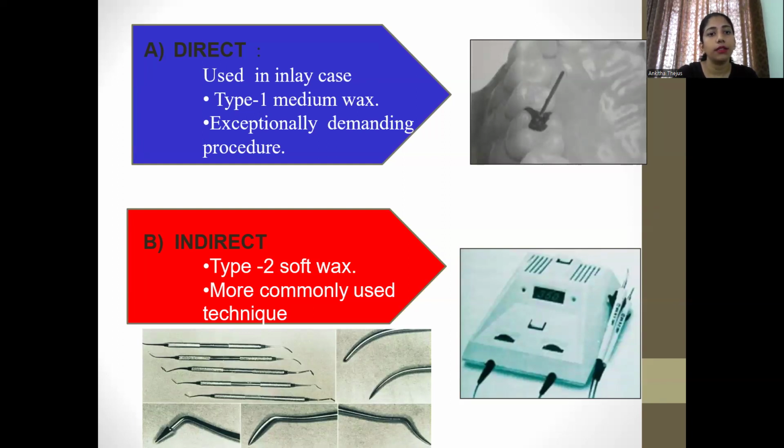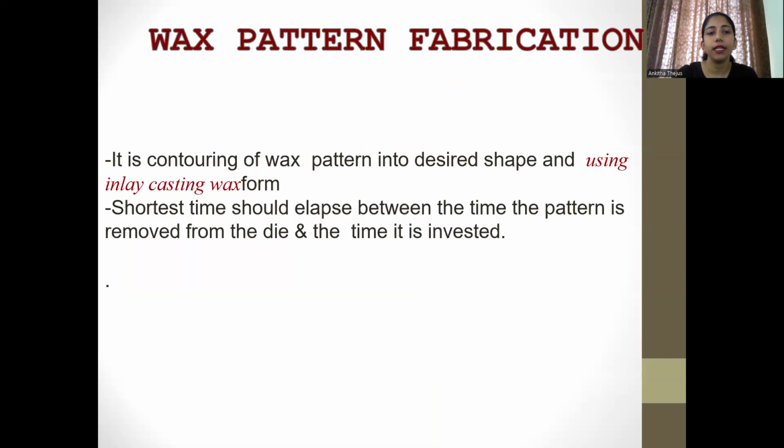The second method is fabrication of the wax pattern in the laboratory. We call it the indirect method of wax pattern fabrication. The wax which we use here is type 2 soft wax. It is the most commonly used technique. It is done outside, not in the patient's mouth, usually in the laboratory. After tooth preparation, we make an impression, pour the cast, make a die, and in the lab, we create the wax pattern.